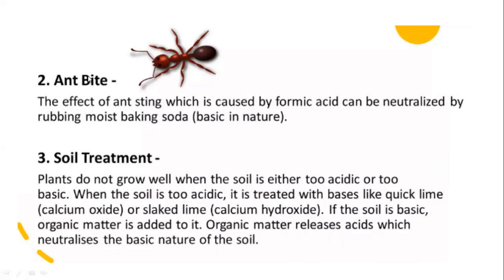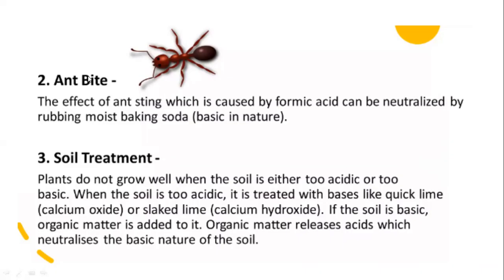Soil treatment. Plants do not grow well when the soil is either too acidic or too basic. When the soil is too acidic, it is treated with bases like quicklime, calcium oxide. You should 100% remember these names, because these will come surely in your MCQs, in the form of what should be used if the soil is too acidic. It should be treated with what? Firstly, quicklime. Quicklime doesn't mean lemon juice. It is calcium oxide, CaO. Formula, let it be, just learn the name. Quicklime means calcium oxide. Or slaked lime. Slaked lime means dissolved in water, that is calcium hydroxide.